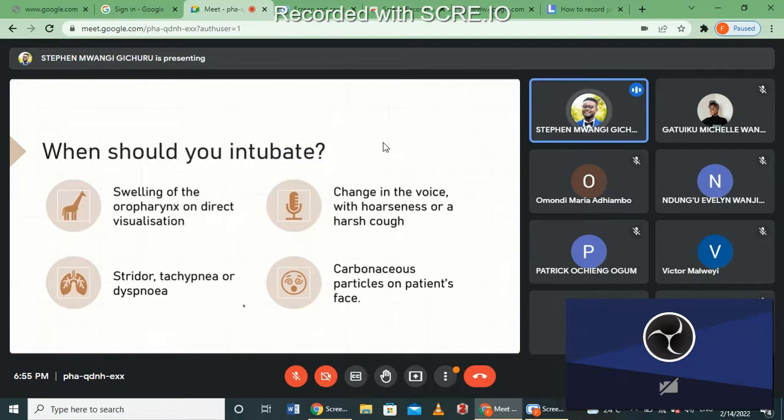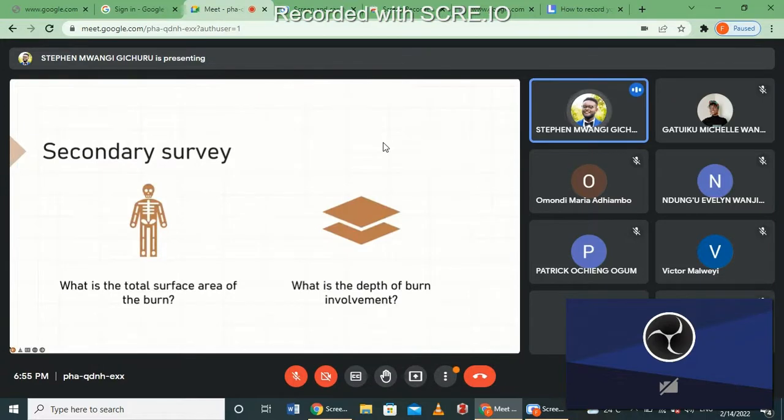Okay. And what is the thickness of the burn? So what is the total body area of the burn that is affected, and how deep does it go?